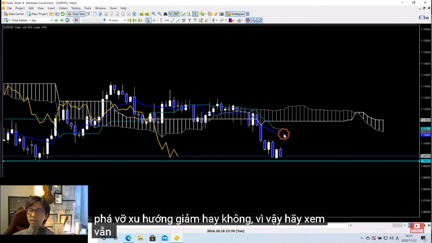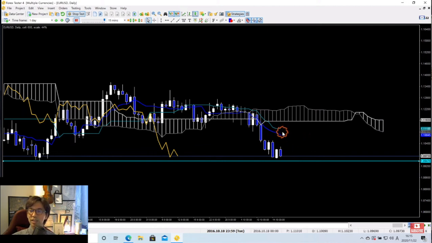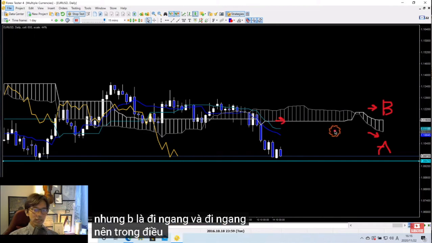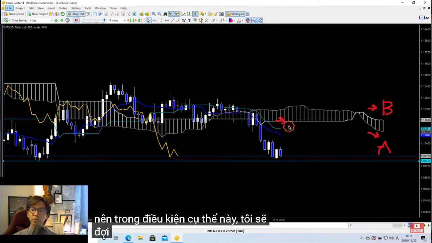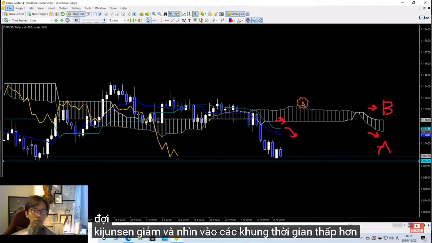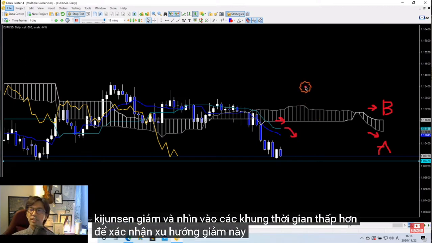Okay, still ranging. Now Kijun Sen became flat, so I would wait for the Kijun Sen to go down. Also Kumo Senkou Span B and A are now going flat. Well, it looks like Senkou Span A is down, but B is flat, and Kijun Sen is flat. So in this particular condition, I would wait for the Kijun Sen to go down and look at the lower time frames to confirm this downtrend.